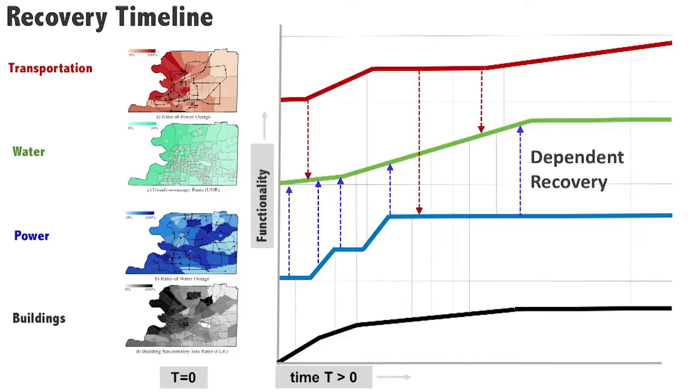For example, the recovery of the water network depends in part on the recovery of the power network for the pump stations. Recovery of both the water and power networks depend in part on a viable transportation system for the logistics associated with repair, such as transporting work crews and heavy machinery.